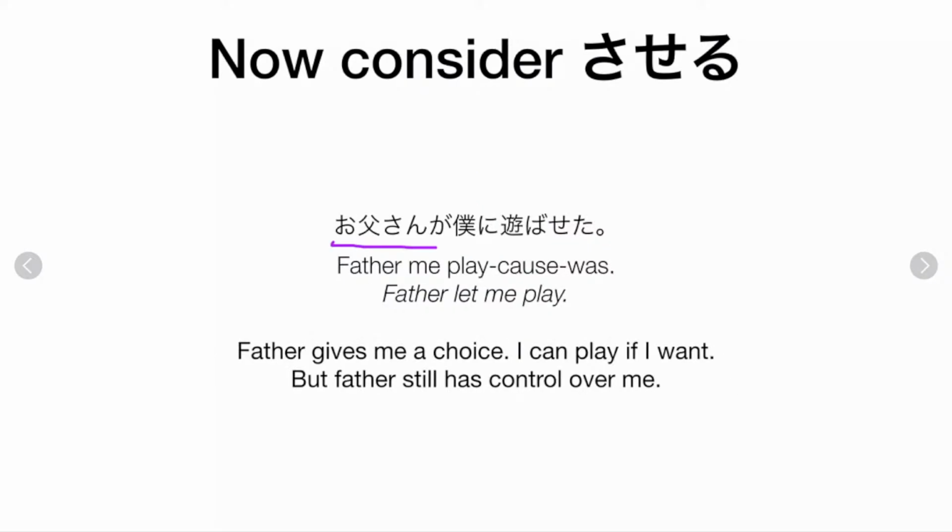お父さんが僕に遊ばせた. Ni means I have some involvement. Father let me play, and then I have the choice if I want to play or not, right? So father still has caused this action of to play, and it's just my choice that I choose to go along with it and follow through and actually play.